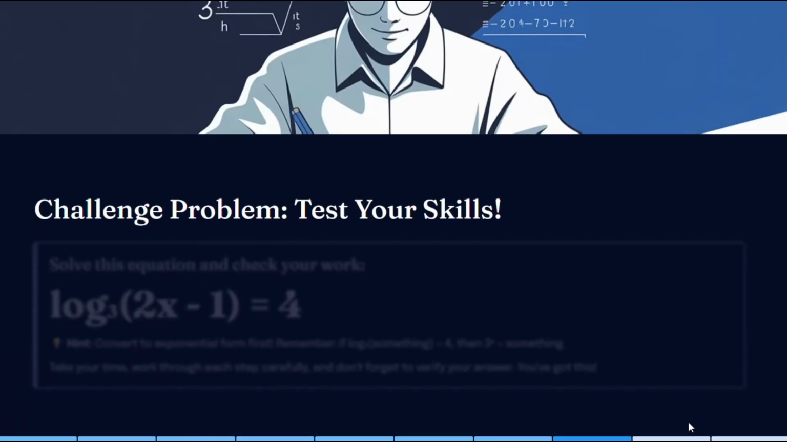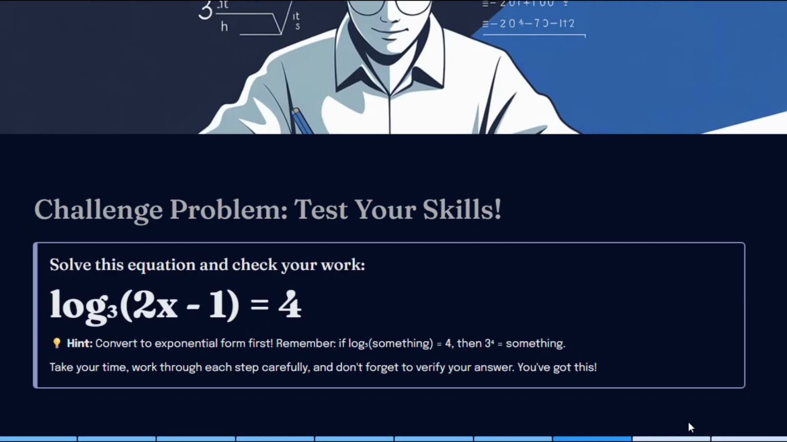So here's your challenge. Solve this equation and check your work. We have log of 2x minus 1 base 3 equals 4. So you'll want to convert to exponential form first. Take your time, work through each step carefully, and don't forget to verify your answer.